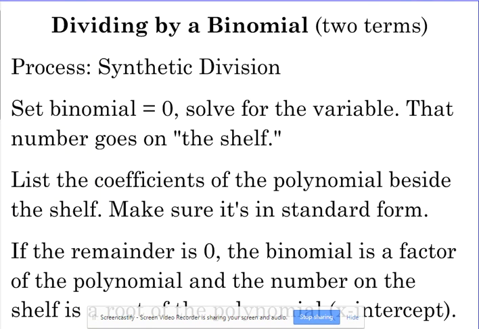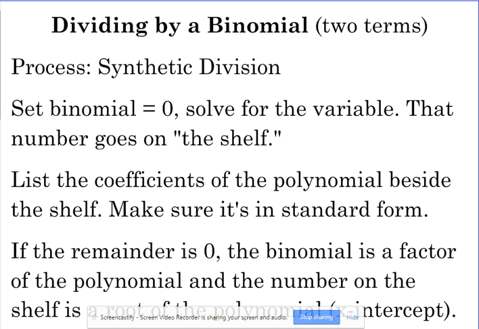Dividing by a binomial, we use a process that we call synthetic division. So here are the steps. We're going to set the binomial equal to 0 and solve for the variable. And that number is going to go on what we call the shelf. You'll see what I'm talking about here in a second.